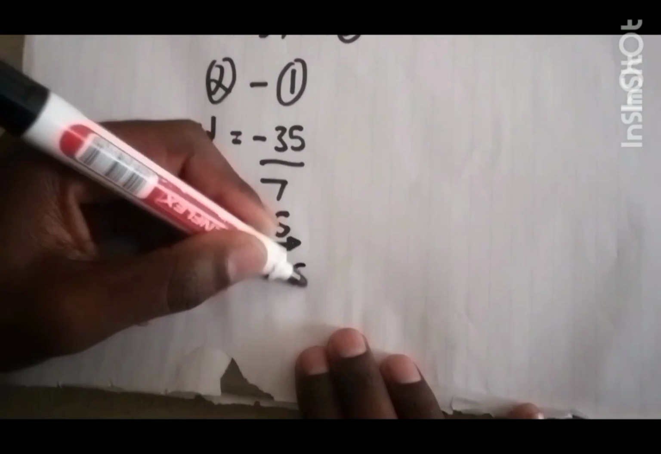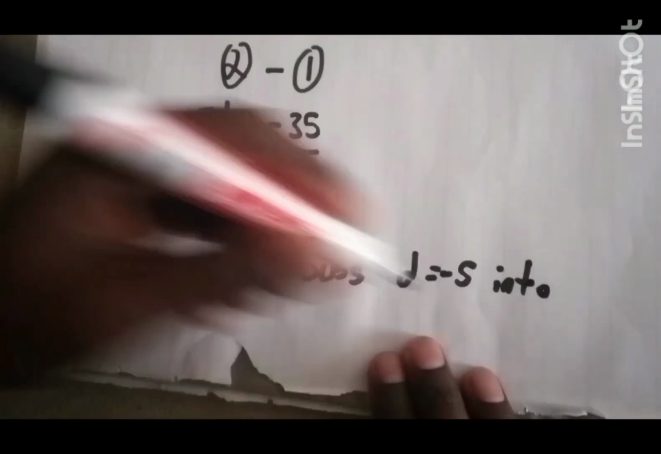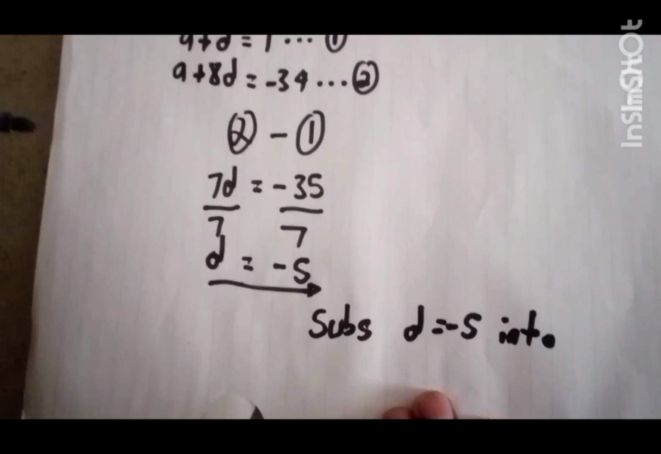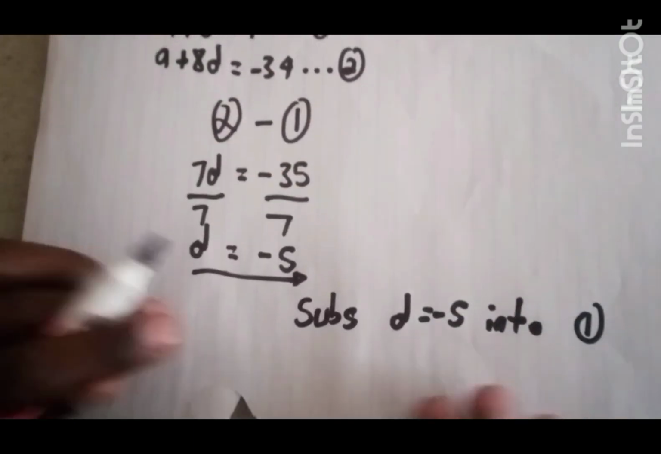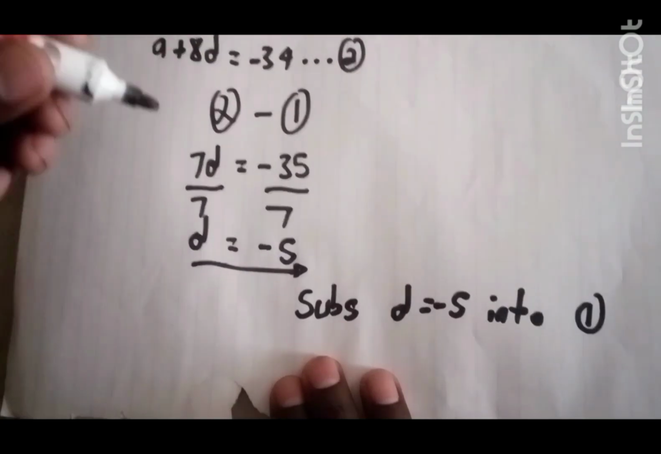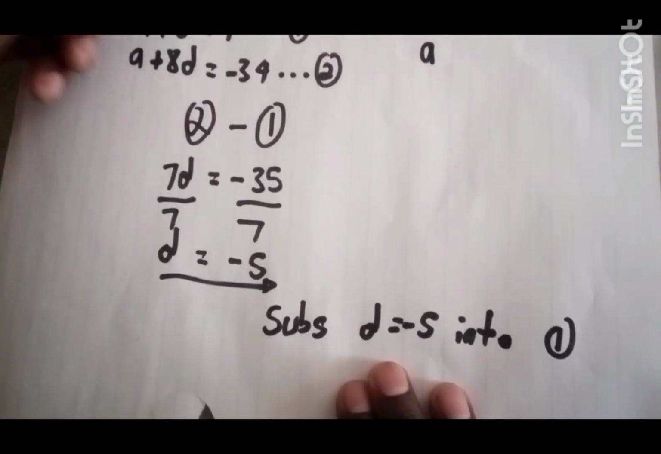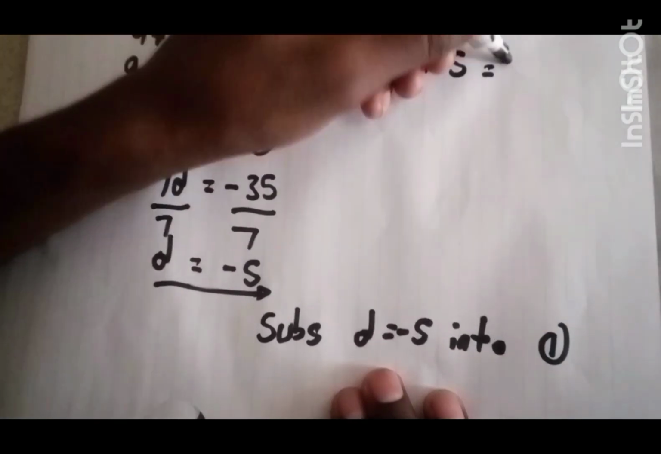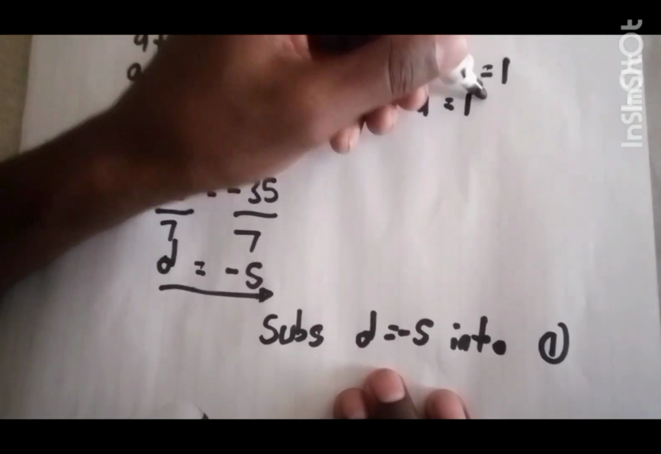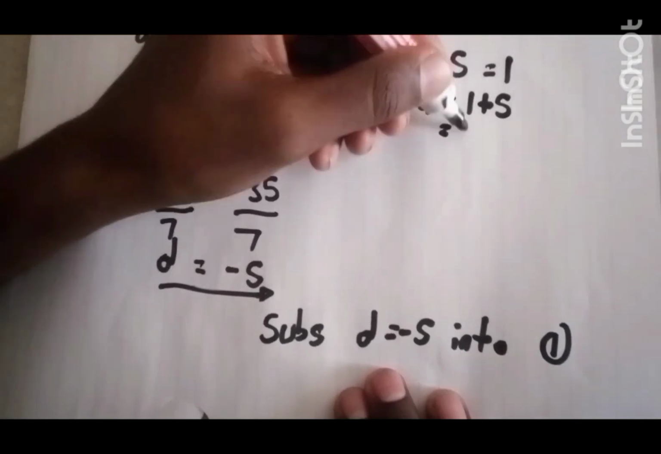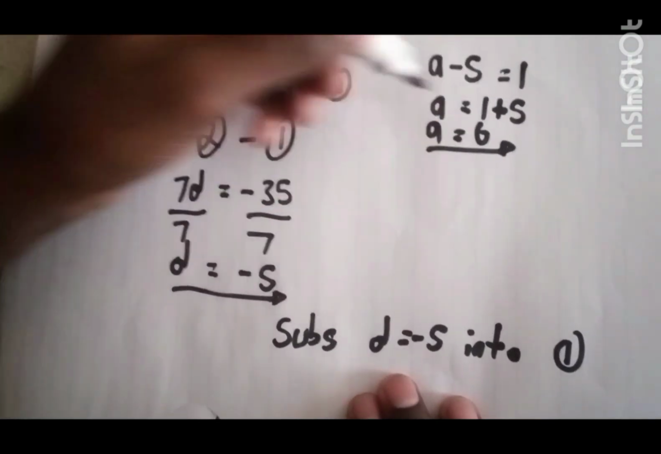In order to find a, we are going to substitute d equals negative 5 into any equation, whether it's equation 1 or equation 2, and we are going to get the same answer. Equation 1 is much simpler than equation 2, so let us substitute d equals negative 5 into equation 1. Replace d with negative 5: a plus negative 5 is equal to 1. Transpose negative 5 to the other side of the equation, so it's going to be 1 plus 5. 1 plus 5 is 6. So a is equal to 6. Now we have the common difference and the first term of the sequence.